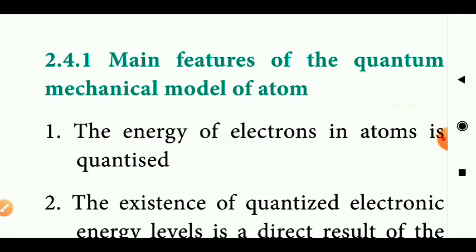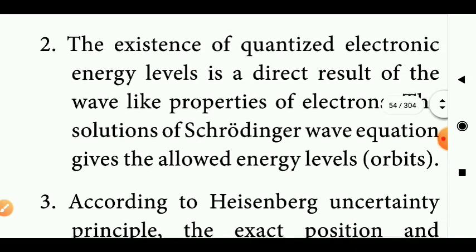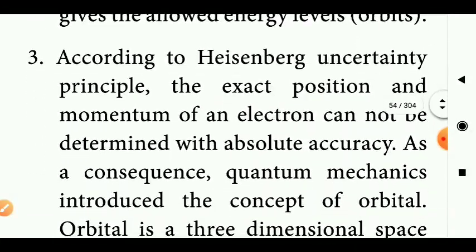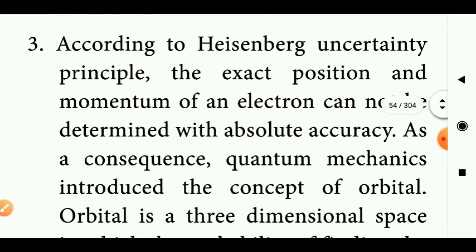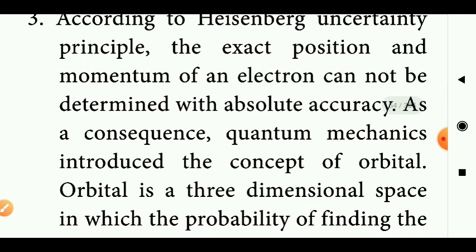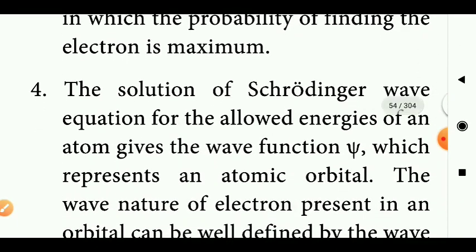So that's all about the main features of the quantum mechanical model of the atom. The first one, the electron energy is quantized. Second, based on Schrödinger, it gives the allowed energy levels. Third, according to the uncertainty principle, we can't predict position and momentum, but quantum mechanics introduced a concept called orbital. The orbital is a three-dimensional space in which the probability of finding the electron is maximum. Next, the Schrödinger equation gives the wave function, which is nothing but the atomic orbital, wherever the electron is likely to be.